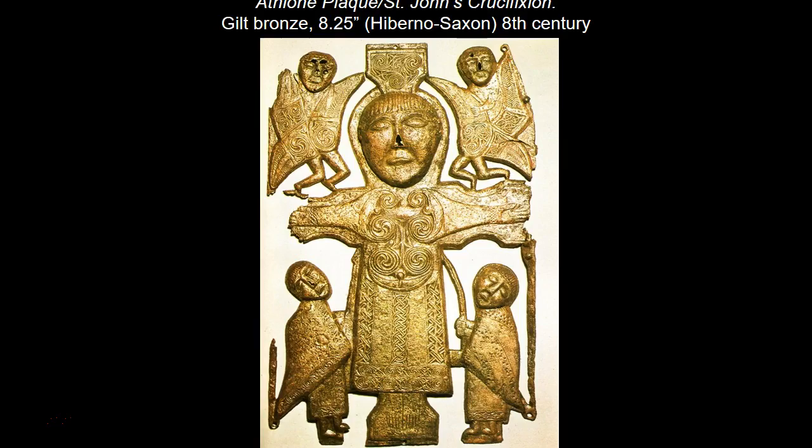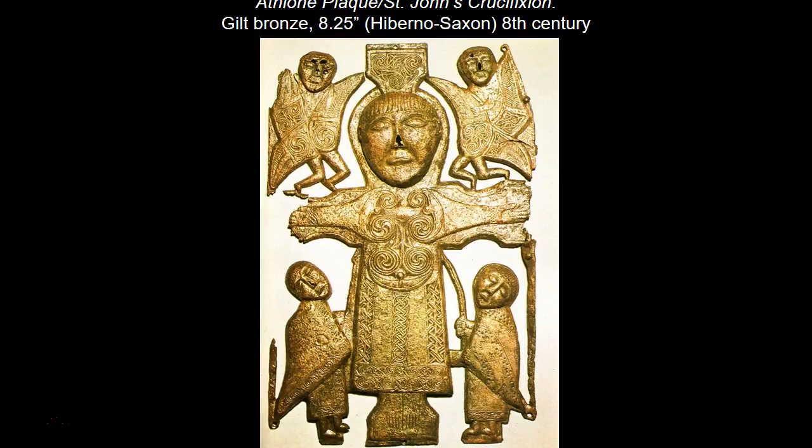All right. So a couple last items from the Hiberno-Saxon tradition that are in metalworking and other sculptural work. So one we have is known as the Athlone plaque, which is an image of the St. John's crucifixion. This is a kind of image that's done in what's known as repoussé. Repoussé is also in your vocab. It's in that first column.